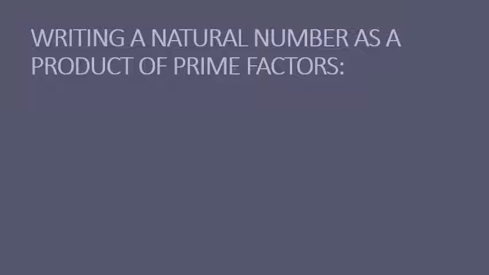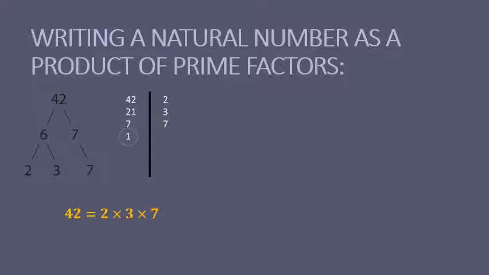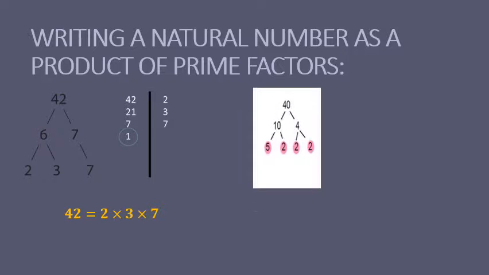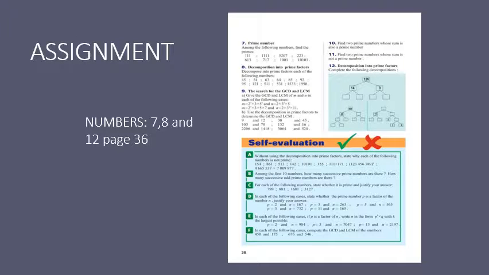Now we have to write a natural number as a product of prime factors. Depending on what we have explained before, we know that 42 is 2 times 3 times 7, and we write it in the form of a product of prime factors. The second example is 40, and it is written as 2 cubed times 5, and it is preferable to start from the smallest prime factor reaching the greatest one.